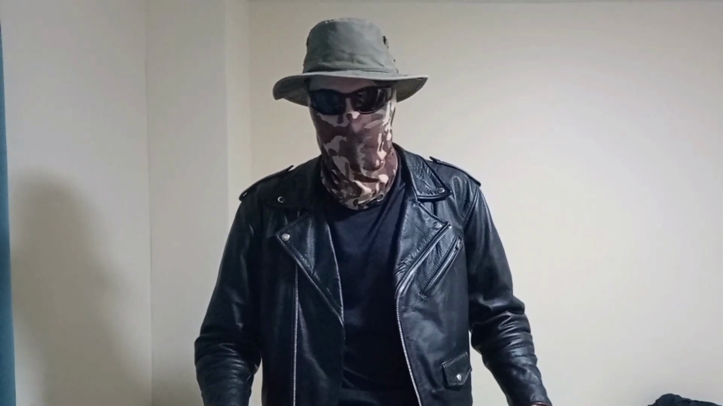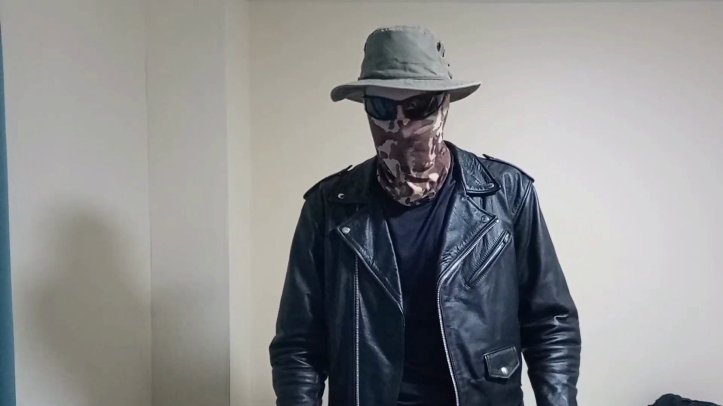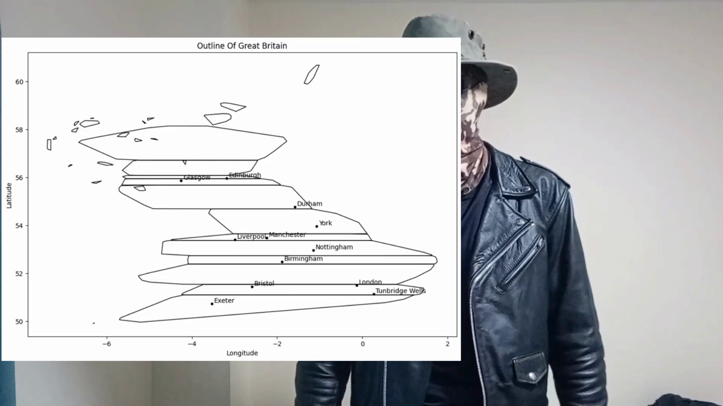I then applied the convex hull algorithm to the data. What the convex hull algorithm does is plot an outline around the data that encapsulates all the data points. Since Great Britain isn't a perfect polygon, I had to split it up into different sections. Before I did this, the map looked like one giant hexagon, and I ended up with this.